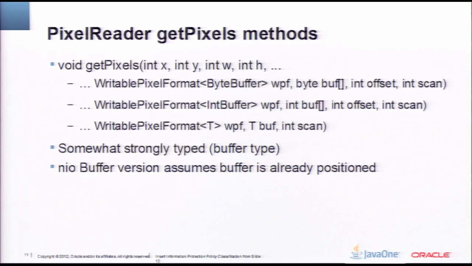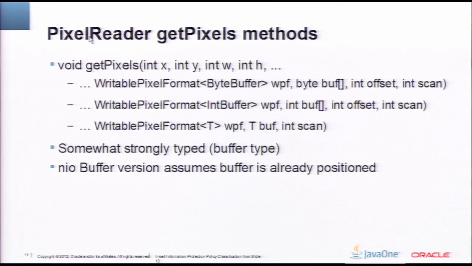You notice that the Java primitive array formats allow you to specify an offset into the array where you want the data to start, and the scan stride, which is expressed in terms of the number of primitive array elements to skip between scan lines. The version that takes a NIO buffer does not provide an offset because we assume that you're going to position the NIO buffer at the location you want us to start putting data into there.